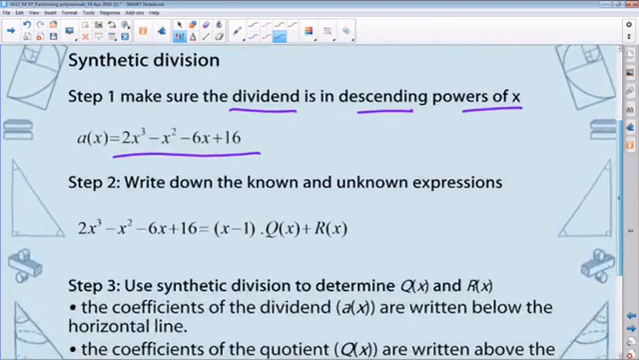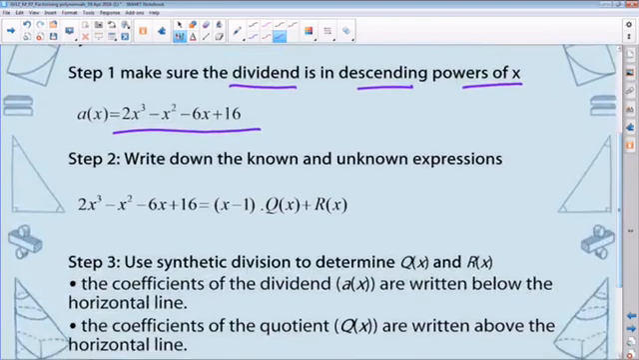The next thing you're going to do is write down the known and the unknown expressions. So we know that we're taking 2x cubed minus x squared minus 6x plus 16, and that's going to be divided by x minus 1. We're going to get an answer, which is our quotient, and a remainder. Now I'm going to go through this in a lot of detail: we're going to use synthetic division to determine the quotient and the remainder.